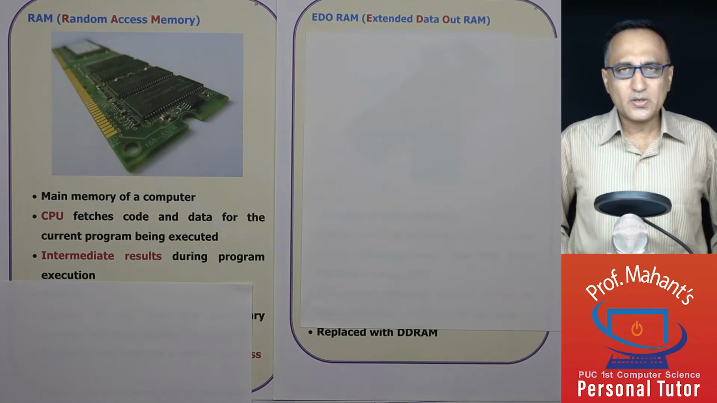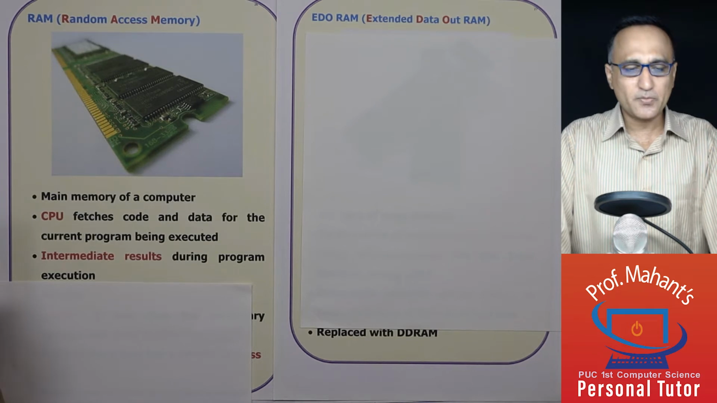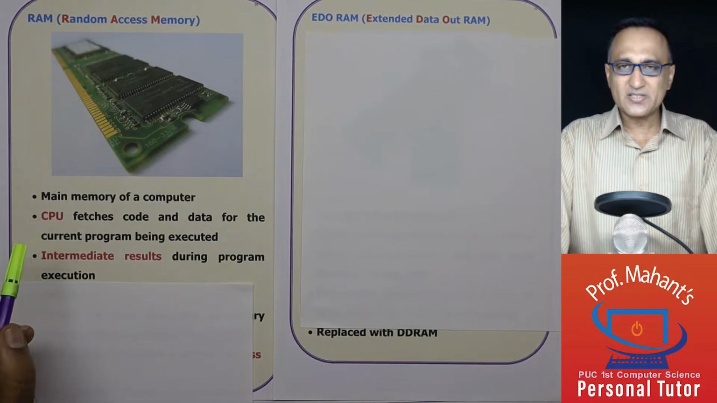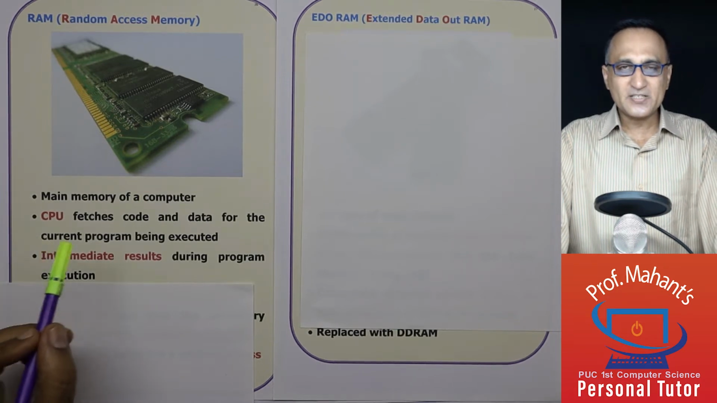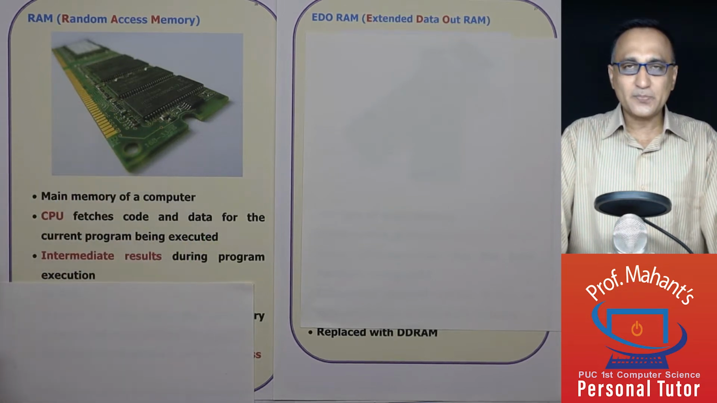I'm going to talk about RAM, which stands for random access memory, or the main memory of the computer, and their different types. The RAM or the main memory is a very important component in a computer. What happens is your central processing unit, your microprocessor or the CPU, fetches code and data from this RAM for the program being currently executed by you.